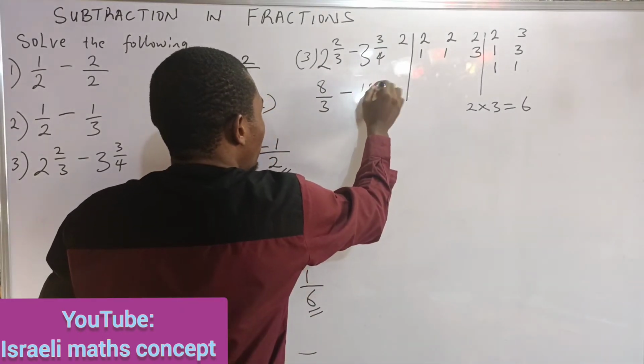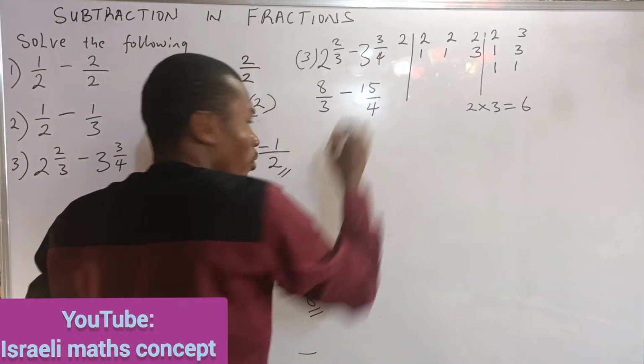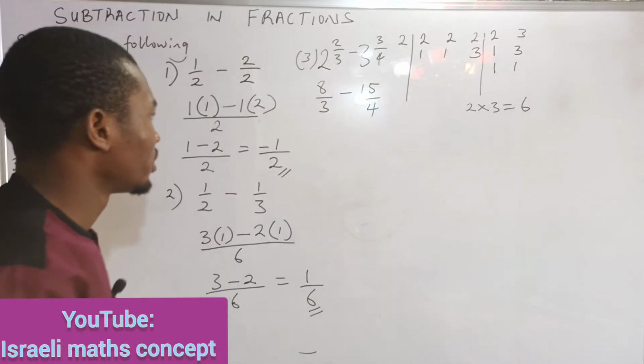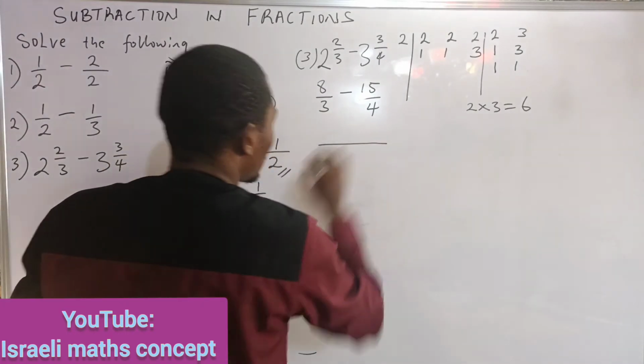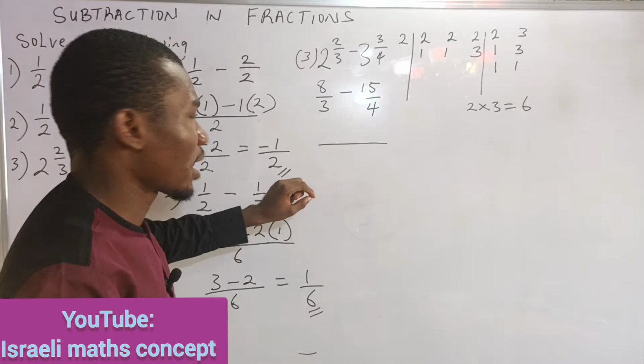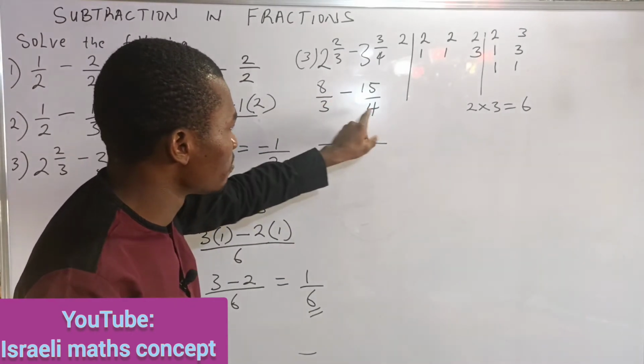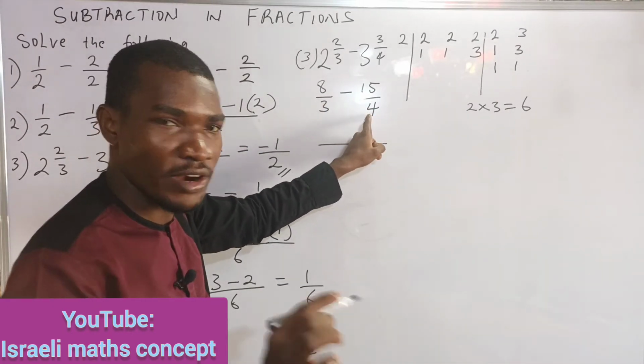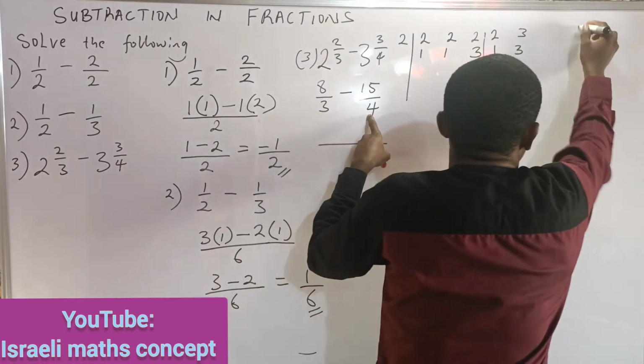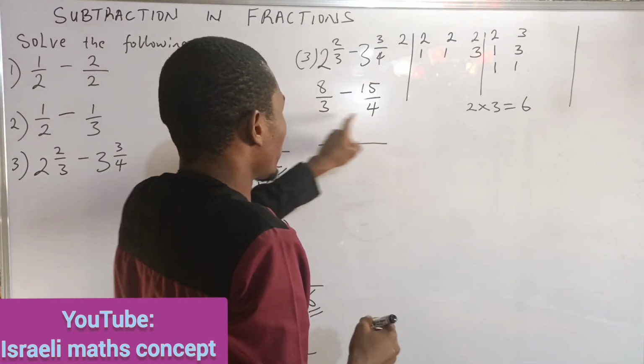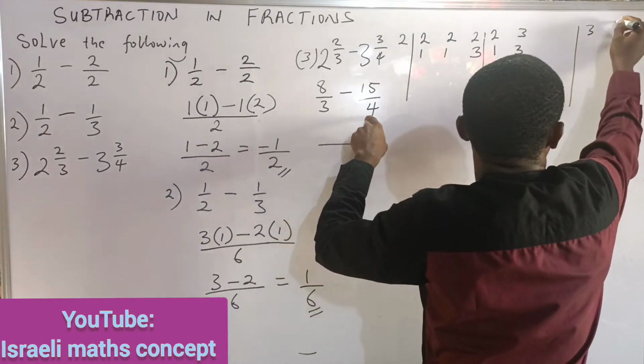Then we write 15 all over 4. Very simple. We then draw our division line and then look for the LCM of 3 and 4. This is the way to do it. Draw your straight line, put 3 and 4, 3 and 4.